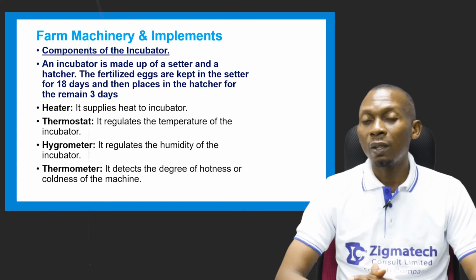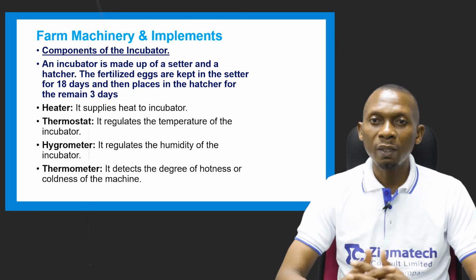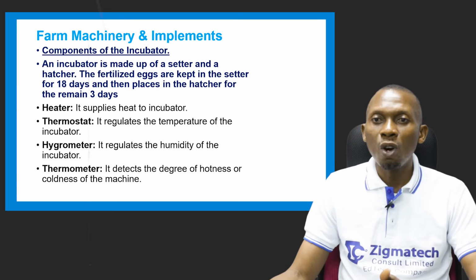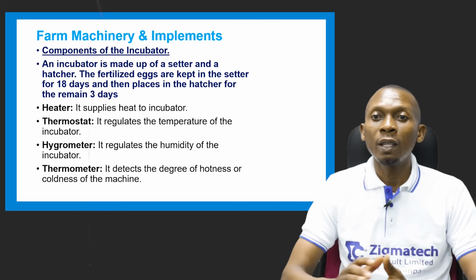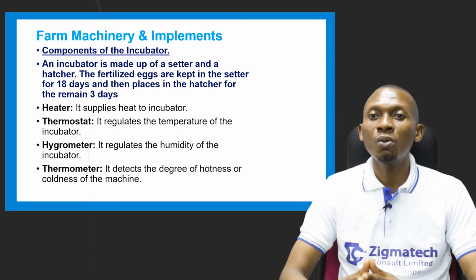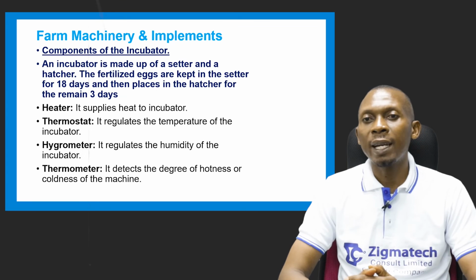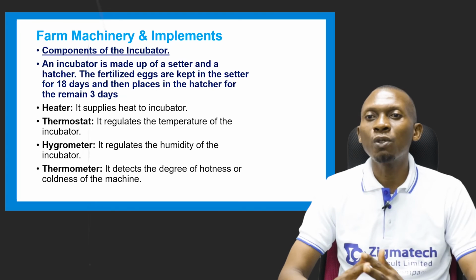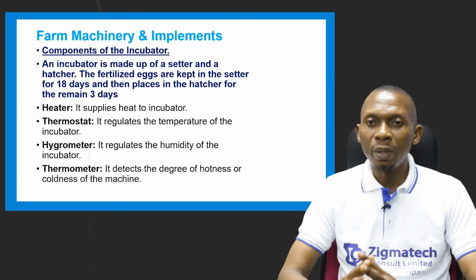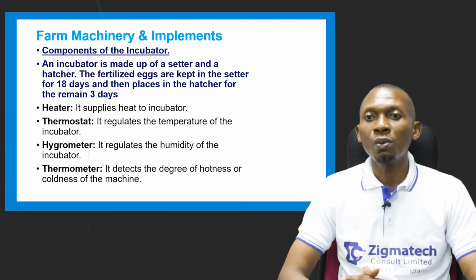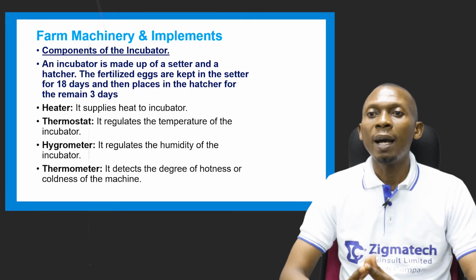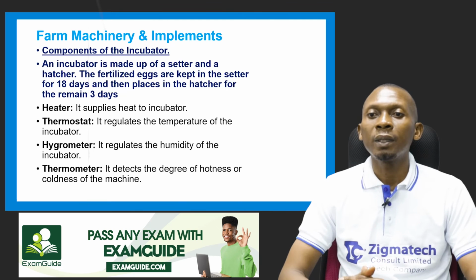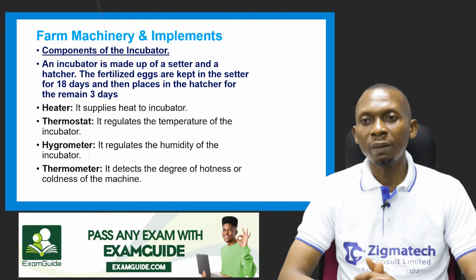Let's take a look at the other components of an incubator. We have the heater. This helps to supply heat to the incubator because warmth has to be provided in order to ensure that the embryo develops into a chick. Then the thermostat helps to regulate the temperature of the incubator, which is very important too, so that the heat is not too much and not too low. Then we also have the hygrometer.